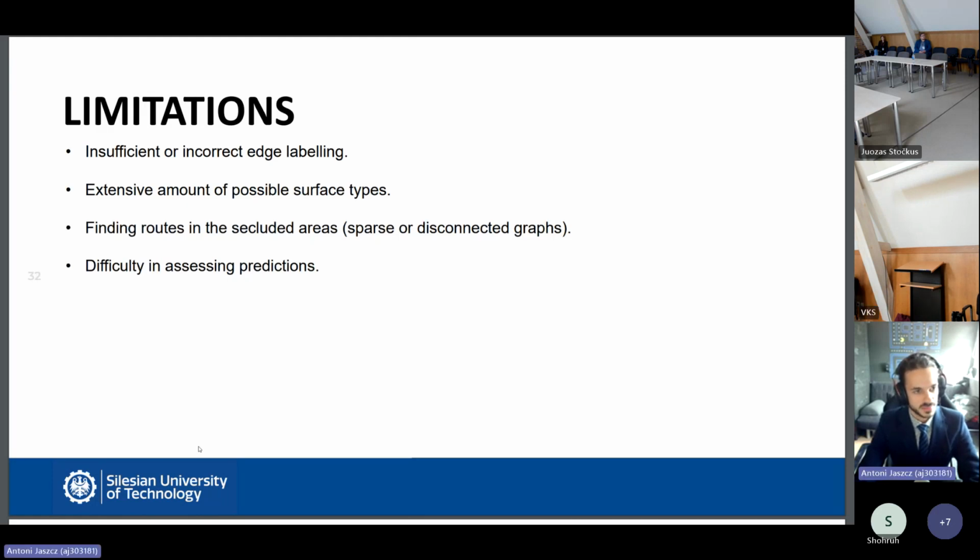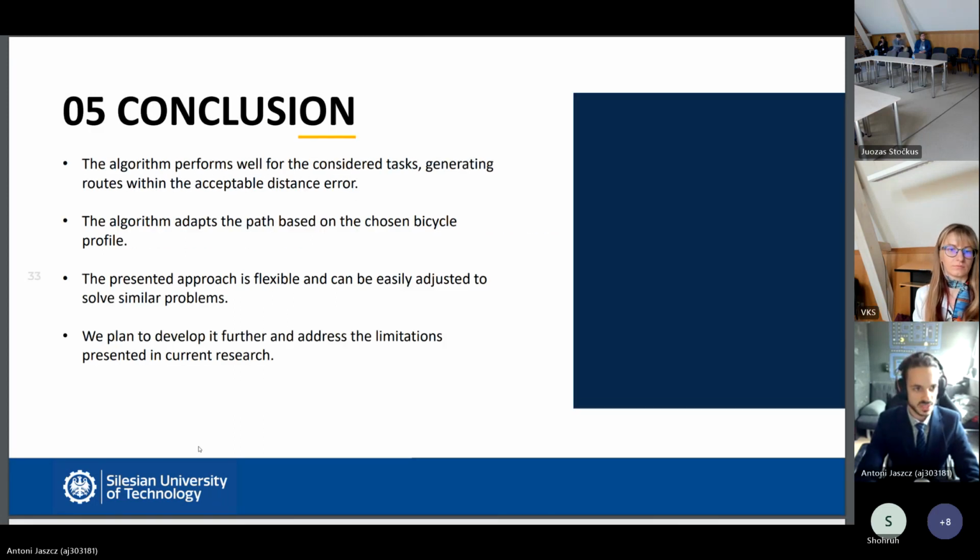And unfortunately, there are limitations connected with the approach and the algorithm. The first two, insufficient and incorrect edge labeling and an extensive amount of possible surface types, are connected with how OSM is designed. And we also had difficulties with finding routes in more secluded areas, which produced sparse or disconnected graphs. Assessing predictions was also difficult, as it mainly relies on human immersion.